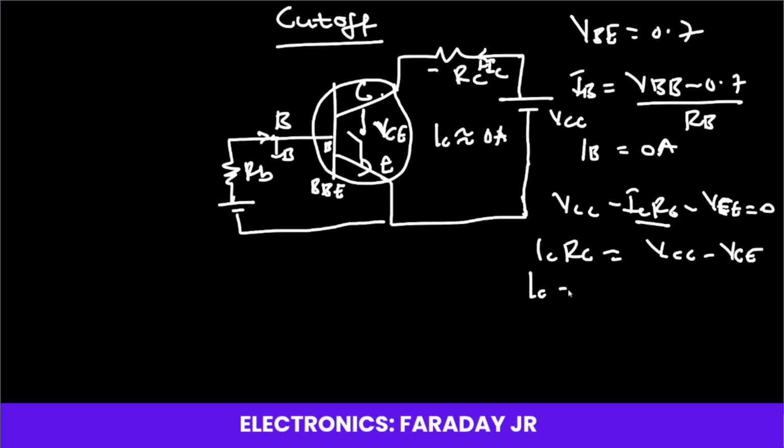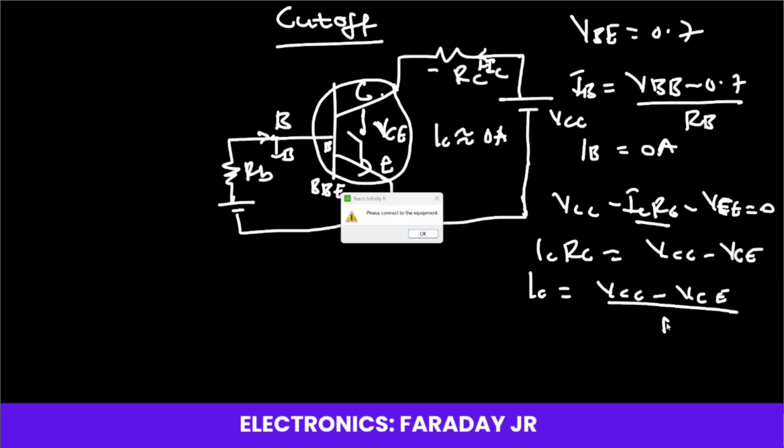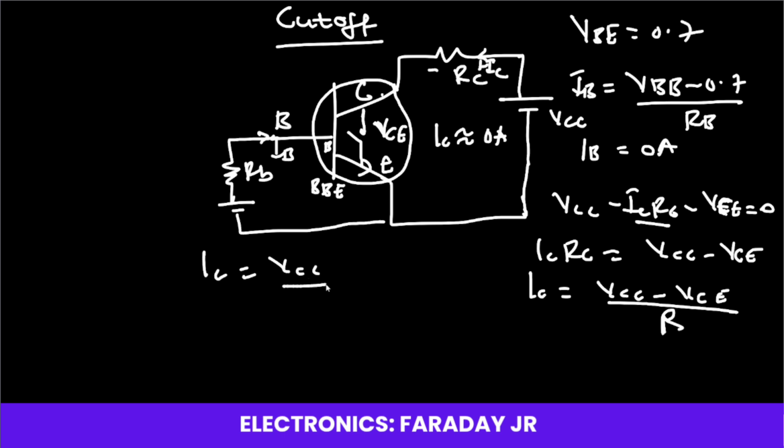Now let's make IC the subject here. We can say IC is equal to VCC minus VCE, all divided by RC. It means that IC is equal to VCC over RC minus VCE over RC. Now, this is more or less like the slope, which we call the DC load line.